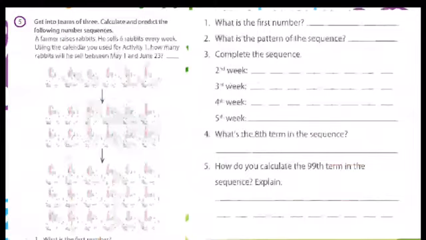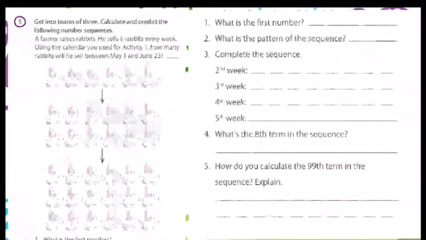Page 134. It says get into teams of 3, calculate and predict the following number sequence. A farmer raises rabbits. He sells 6 rabbits every week. Using the calendar you use for activity 1, how many rabbits will he sell between May 1 and June 23? So on activity number 1, that means from the beginning, you have to go back and use that calendar. He started from May and he ended on month June.